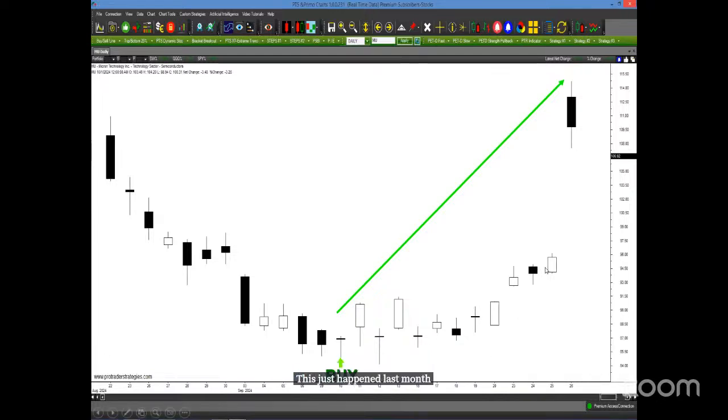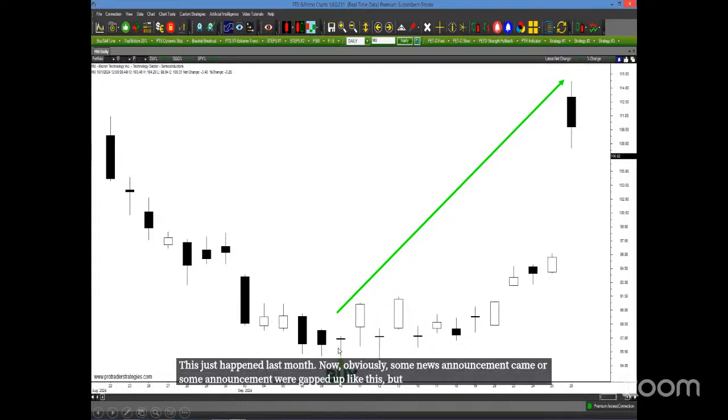Now, obviously, some news announcement came, where it gapped up like this. But isn't it funny how weeks in advance, we were already issuing a signal that the trend was about to change upwards?